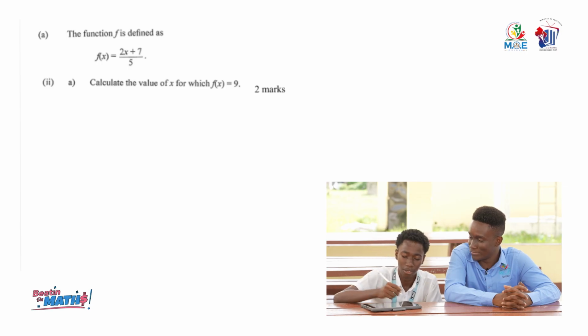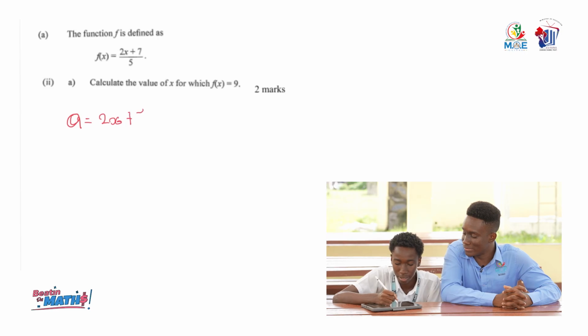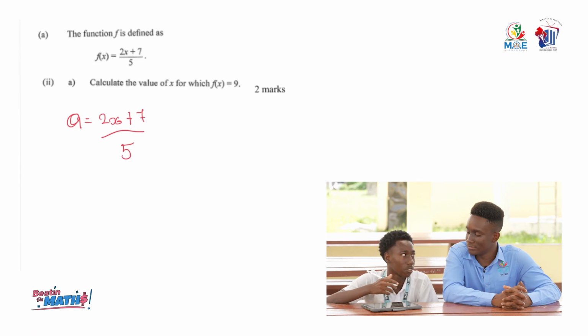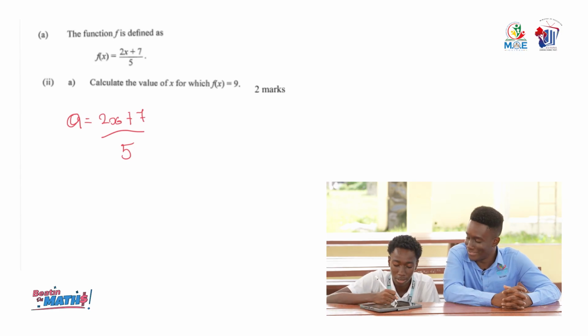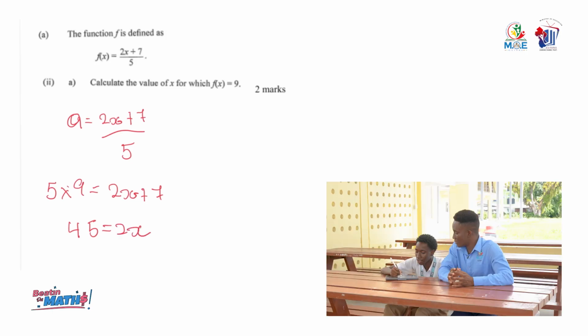Okay, so first we put down 9. We substitute the f of x with 9, which is equal to 2x plus 7 over 5. Now, because we're trying to find x, we're trying to get everything on the other side. So we start with the divided by 5. It'll be 5 times 9 for 2x plus 7. 9 5s are 45, equal to 2x plus 7. 45 minus 7 equals 2x.